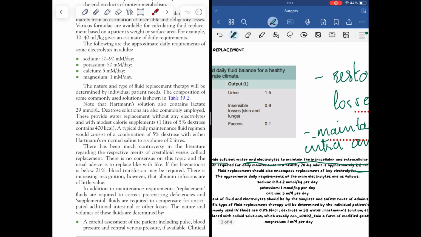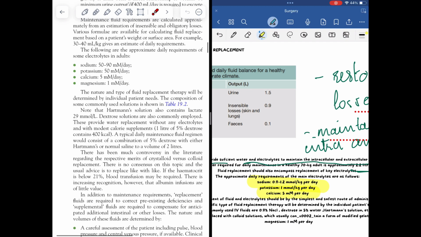Now let us look at the electrolyte requirement. Approximate daily electrolyte requirement: sodium is 0.9 to 1.2 millimole per kg per day, potassium 1 millimole per kg per day, calcium 5 millimole per day, magnesium 1 millimole per day. So that is the daily requirement. Just take care of the units.